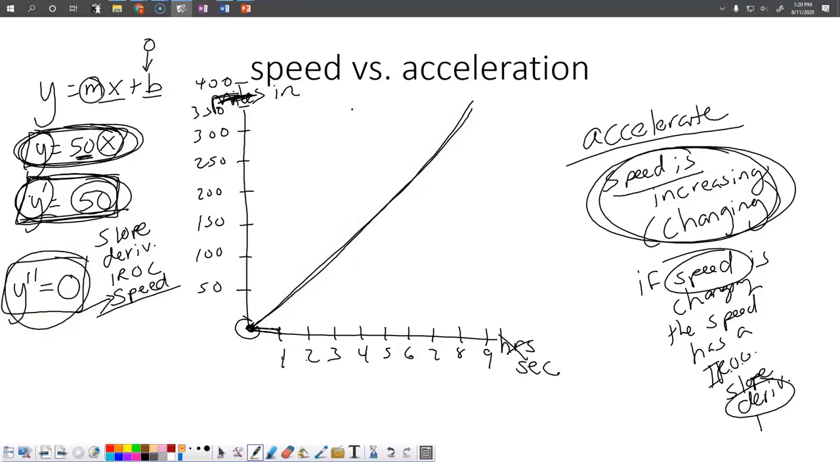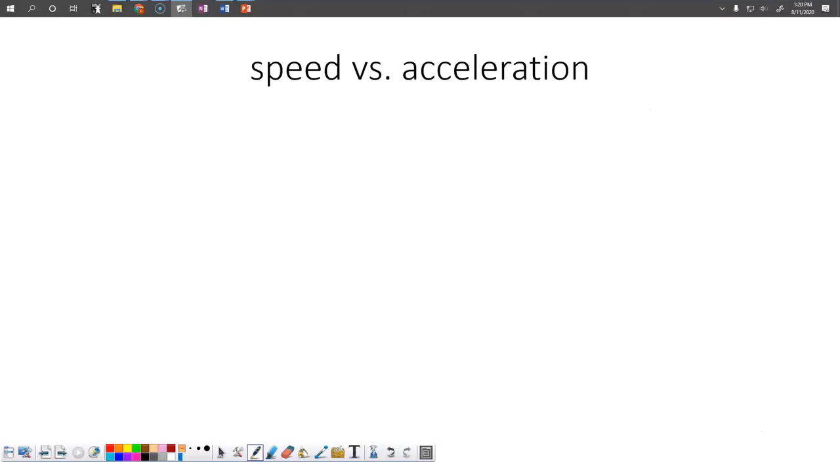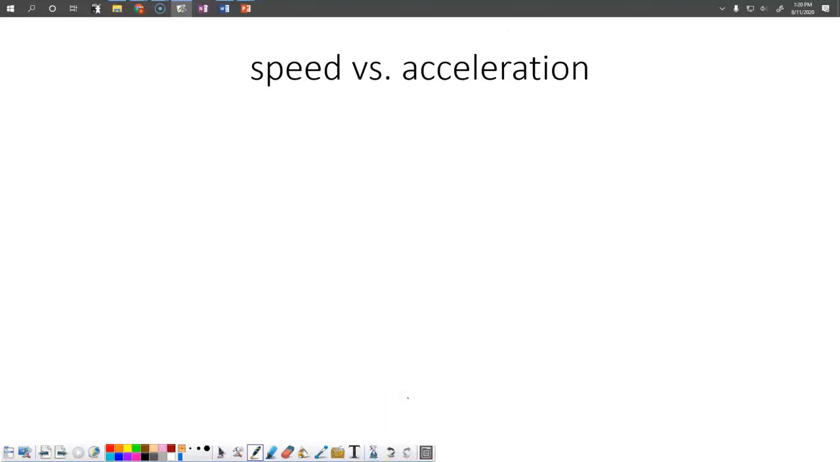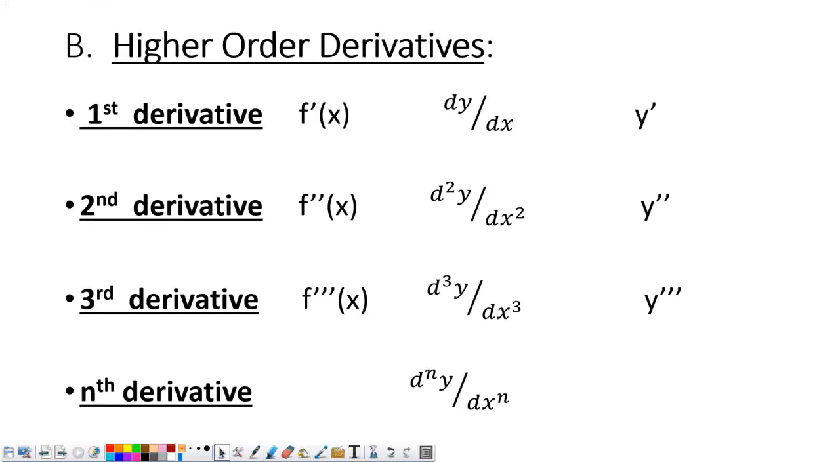So what I'm trying to communicate to you guys here is that if you have a function that represents position, let's say we have a function that represents the position of that object, then f prime, the derivative, would represent speed. The second derivative would tell you how fast your speed is changing, which is acceleration. Okay? So the point I'm trying to make, connecting this to real life stuff, is the fact that you can have a derivative of a derivative. And that leads us to the concept of higher ordered derivatives.